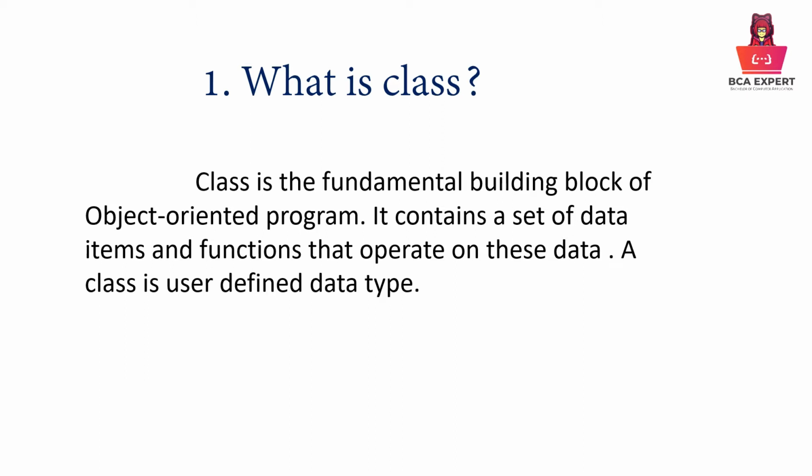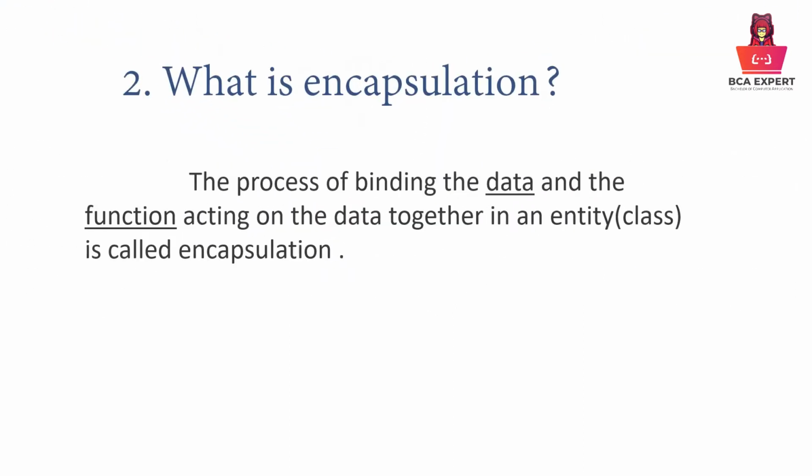Next one, what is encapsulation? The process of binding the data and the functions acting on the data together in an entity, meaning a class, is called encapsulation. It means encapsulation is the process of wrapping up data members and associated member functions. This is called encapsulation, and it is also called data hiding or information hiding.